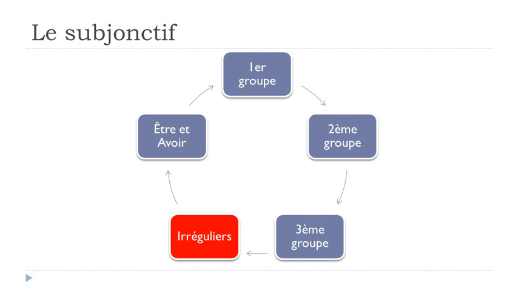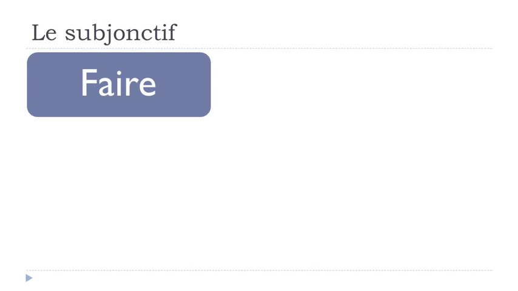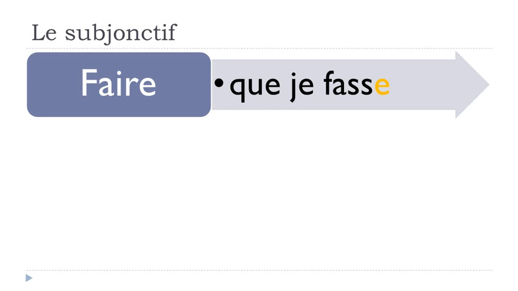Okay, but then of course we've got some irregular verbs because we're talking about French language. So let's start now. And so the verb faire, to do, will become que je fasse. Okay, so here you've got the ending, and so it does mean that this first part will stay the same. You just need to change the endings. Que tu fasses, qu'il fasse, etc., etc.